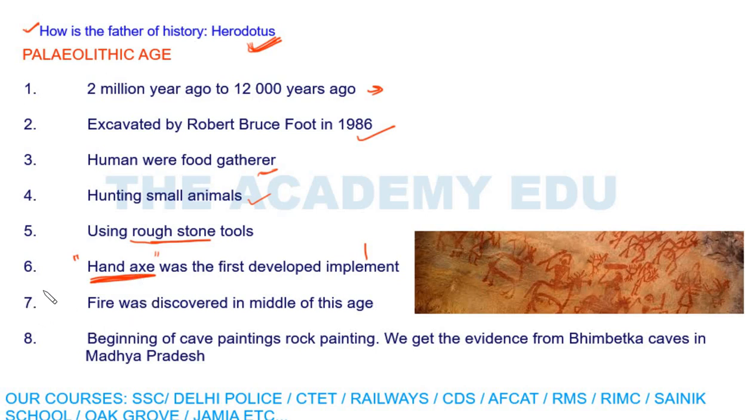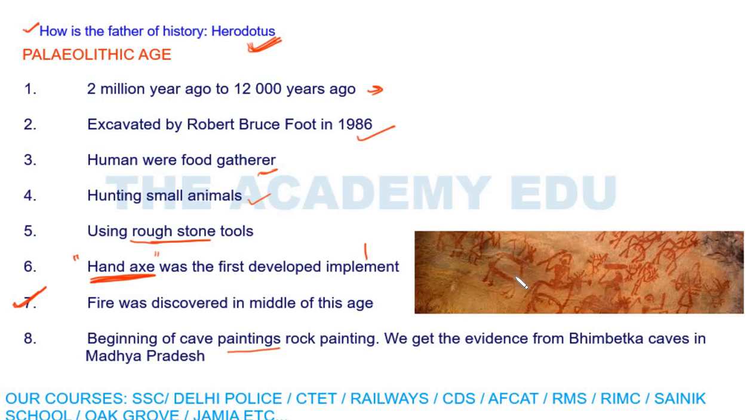Then this one is very important, 7th point. Fire was discovered in the middle of this age. Fire was discovered in the middle of the Paleolithic Age, right? Now, how did we get this information? We got these evidences from a cave in Bhimbetka, Madhya Pradesh. So, the beginning of cave painting, they started to do cave painting.